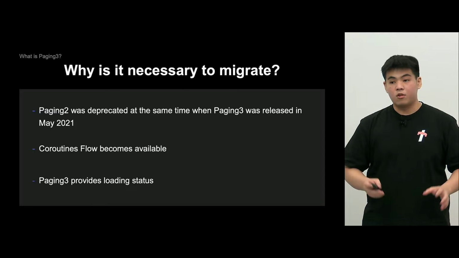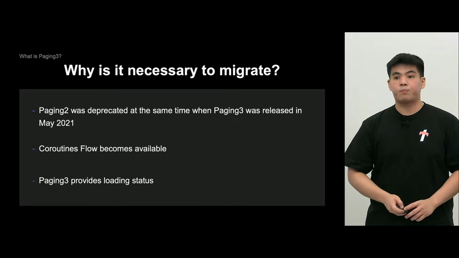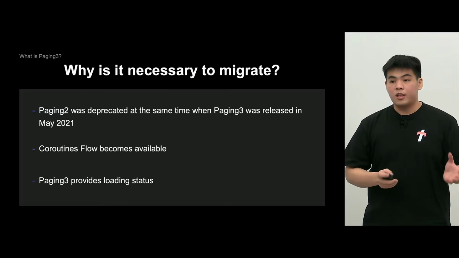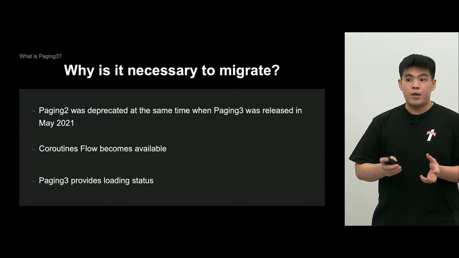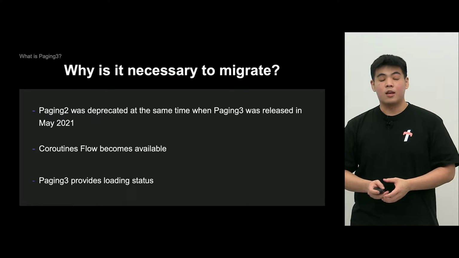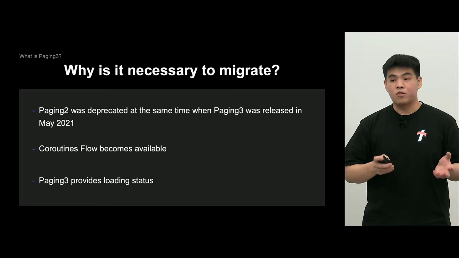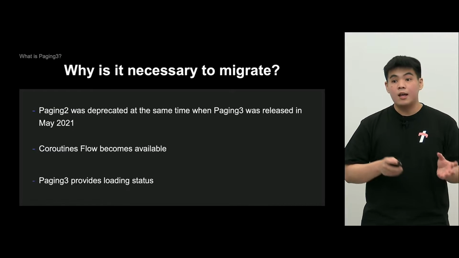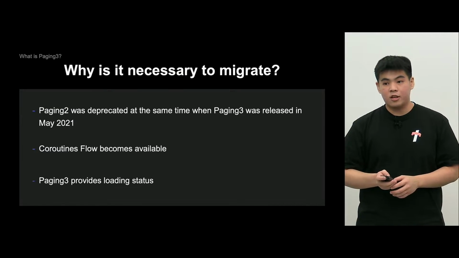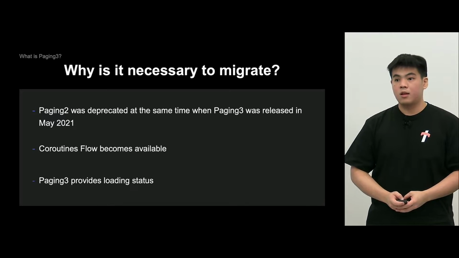And finally, what I personally find most noteworthy is that Paging 3 provides the state of data loading. This eliminates the need to define and manage the load state in your own implementations of repository, view model, etc., allowing you to focus more on the logic to do the coding.